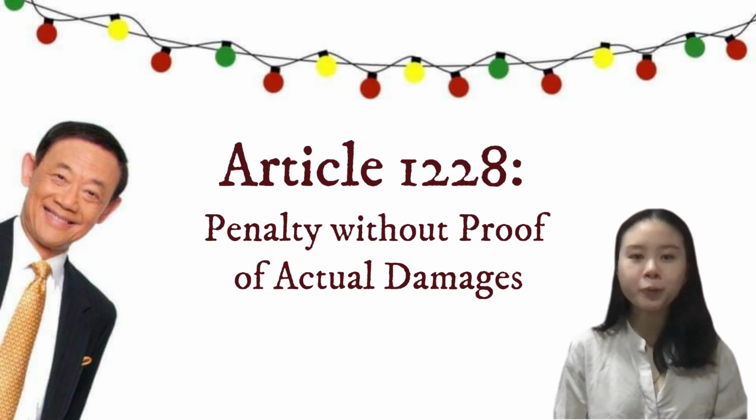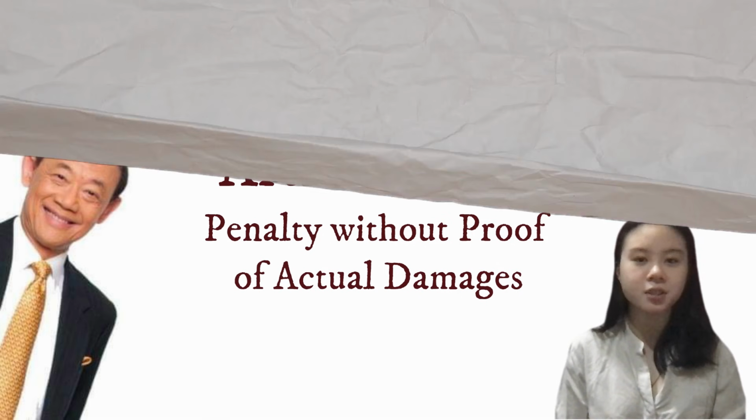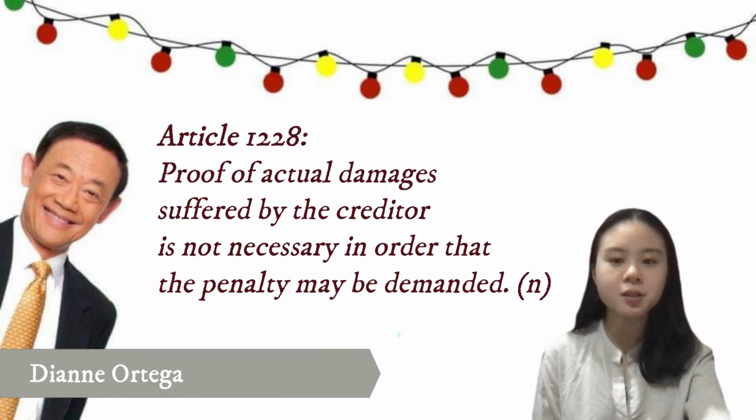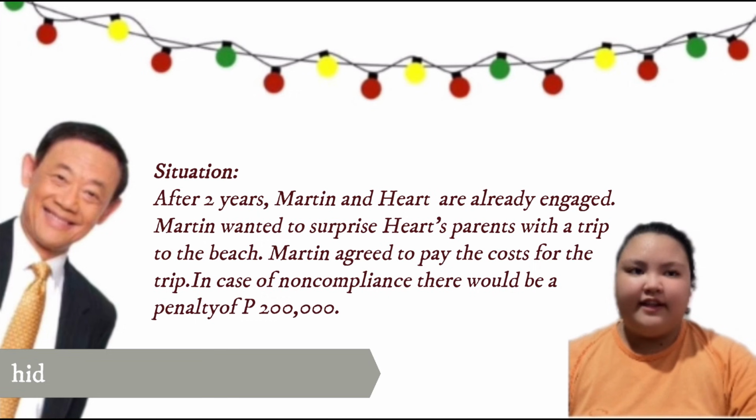From the second group, you present Article 1228, penalty without proof of actual damages. Article 1228: proof of actual damages suffered by the creditor is not necessary in order that the penalty may be demanded. After 2 years, Martin and Hart are already engaged.